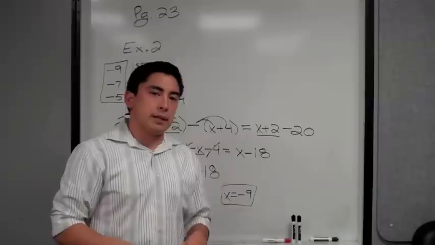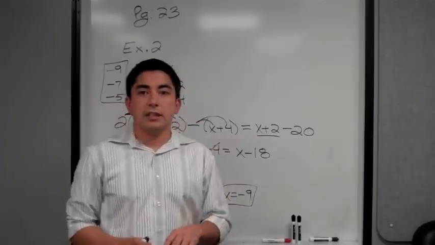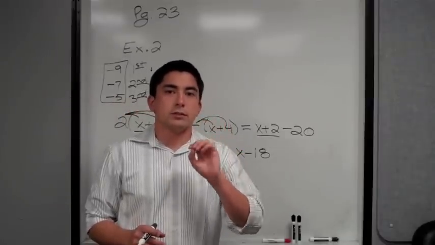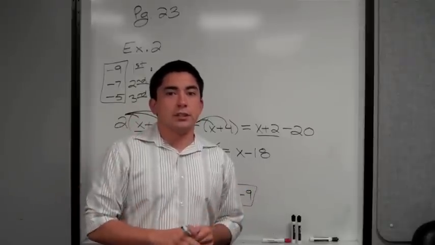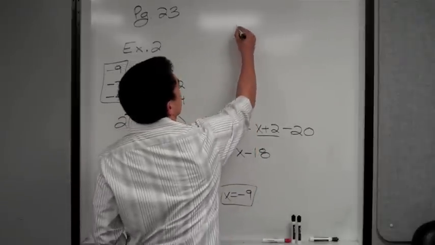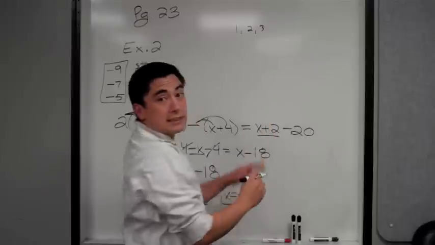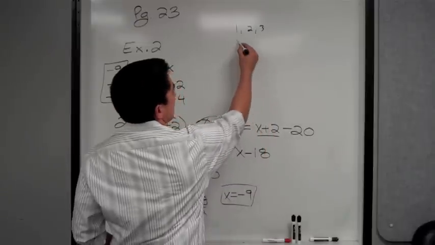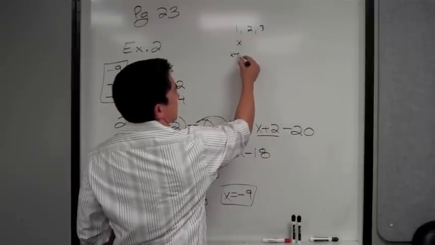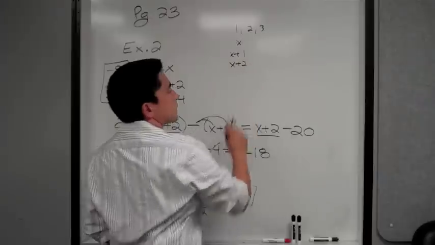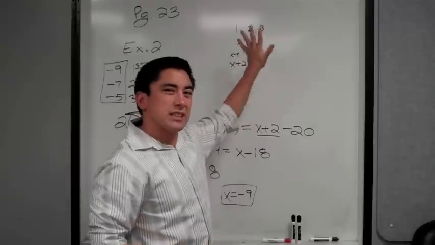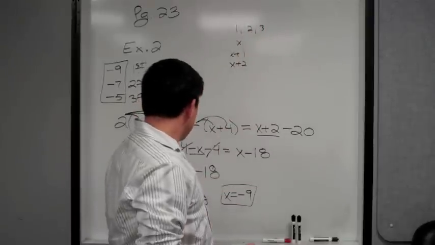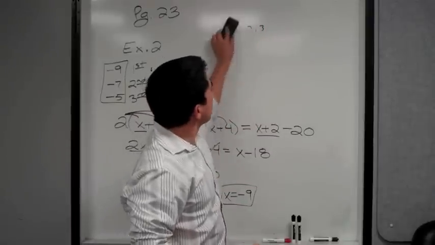Again, take this one step at a time. If it's a consecutive even, you still use x, x plus 2, x plus 4. And if it just says consecutive integers, 1, 2, 3, that's an example of consecutive integers. It would be x, x plus 1, x plus 2, because you're only adding by 1 each time. That's if it says consecutive integers. So, I don't want to confuse you too much right now.